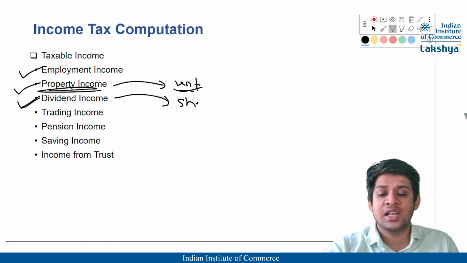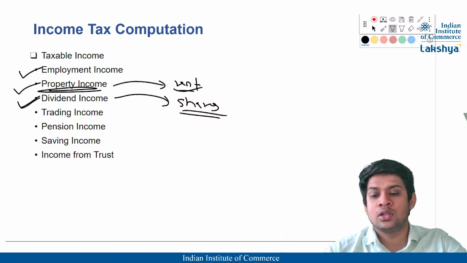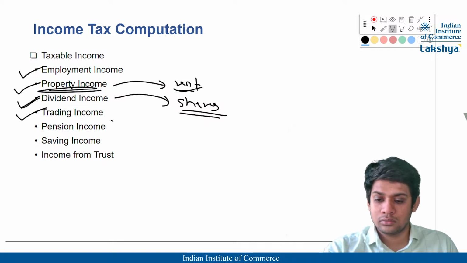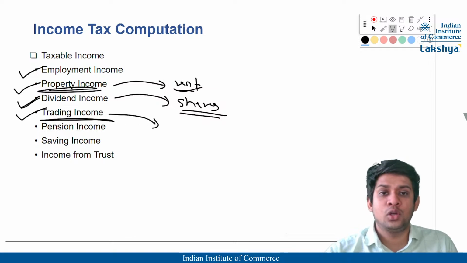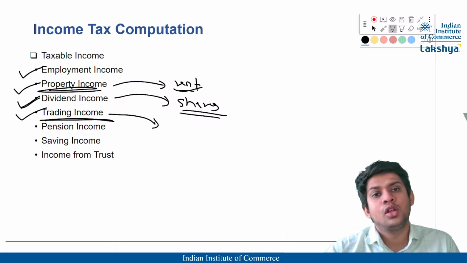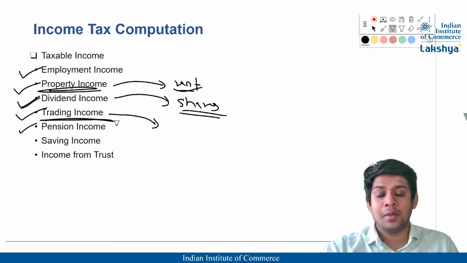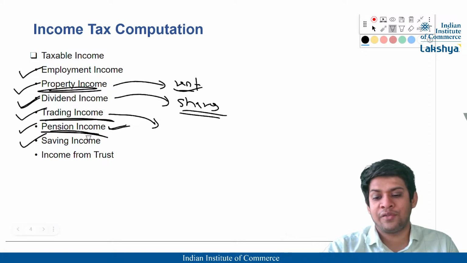Dividend income. I've purchased shares, and from the shares I'm receiving a dividend. Because on shares, companies usually pay dividends to the shareholders, correct? So that dividend income is also going to be taxable. Trading income: if I'm doing certain trading activities as an individual and generating income from them, that will also be taxable. Pension income: maybe I'm receiving a certain pension amount, so that can also be considered a taxable income. But obviously most of it would also be exempt. You have to go through pension income for that.